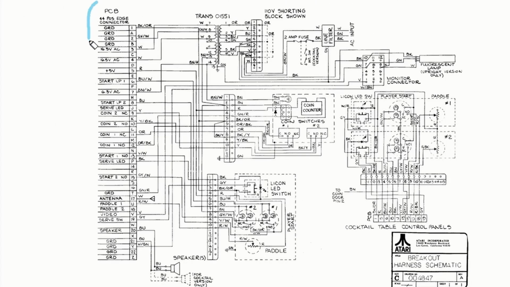Page 34 has the wiring harness. This shows the PCB connections to power, speakers, buttons. You can see how the paddle, player start and serve switches are wired up, and also the coin mechanisms, and connections for a cocktail table. The 44-pin edge connector is labeled 1 through 22 on the solder side, starting near the regulator, and A through Z on the component side, skipping letters G, O, I, and Q, so they're not confused with zeros and ones.